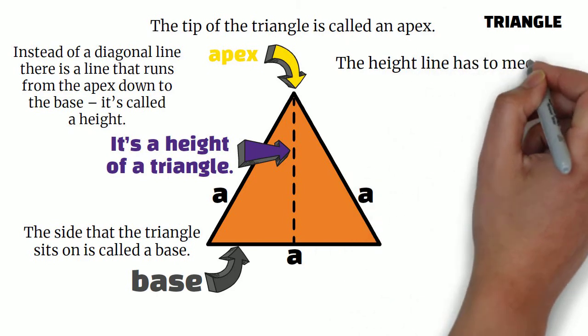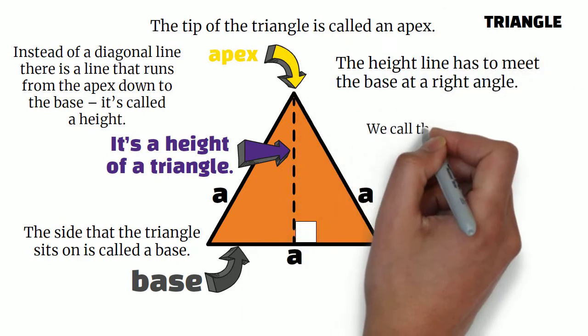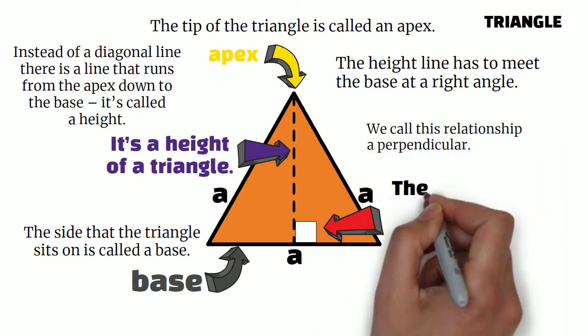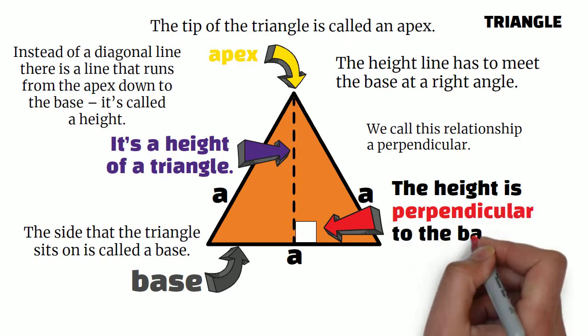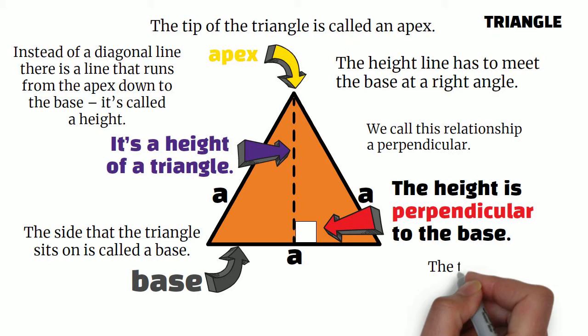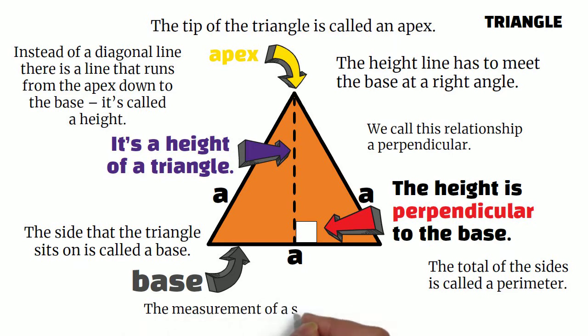The height line has to meet the base at a right angle. We call this relationship a perpendicular. The height is perpendicular to the base. Similar to the other shapes, the total of the sides is called a perimeter. And the measurement of a surface is called an area.